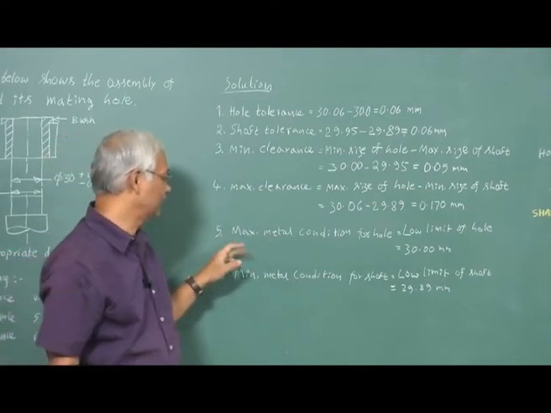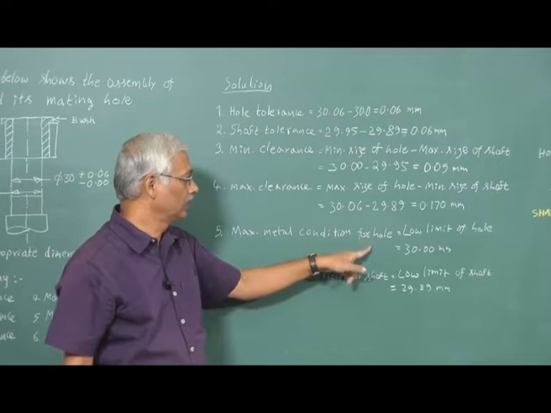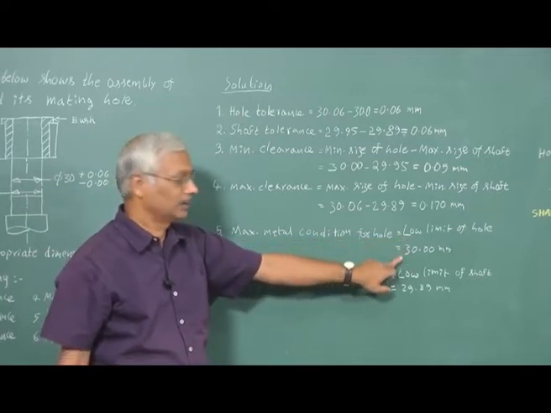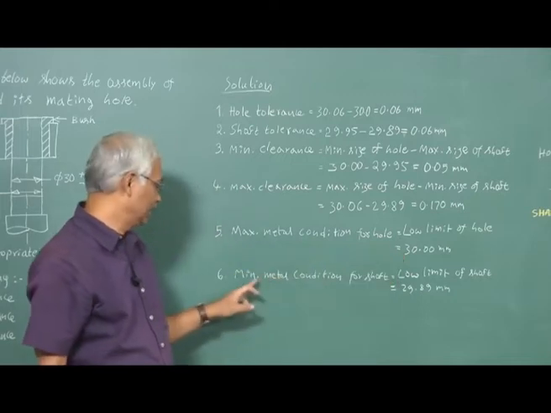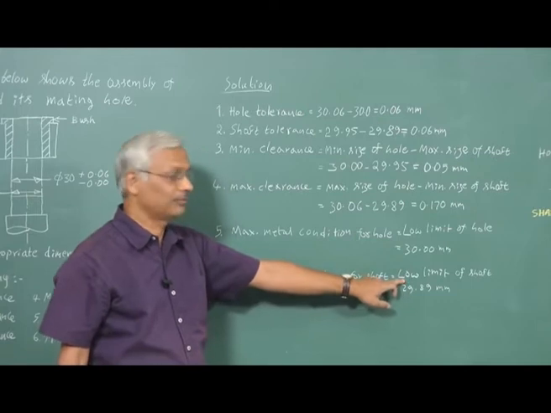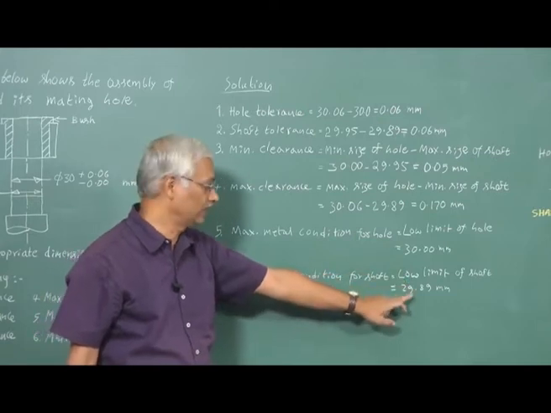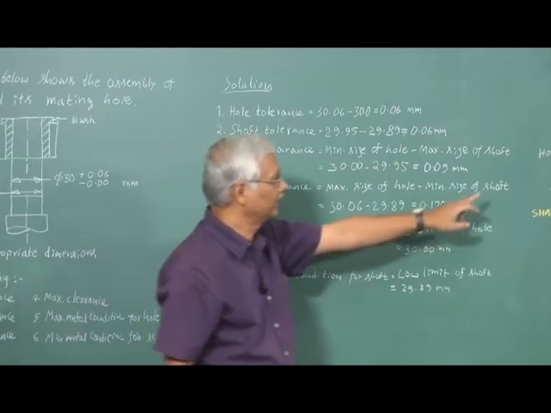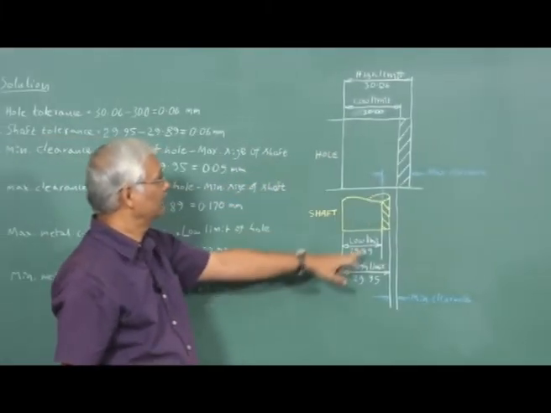And then maximum metal condition for the hole is equal to the lower limit of the hole, that is 30 millimeter, and then minimum metal condition for the shaft is equal to the lower limit of the shaft, that is 29.89 millimeter. So all these values are indicated in the picture given here.